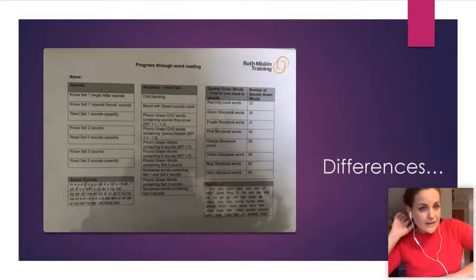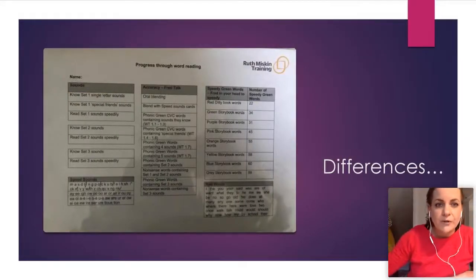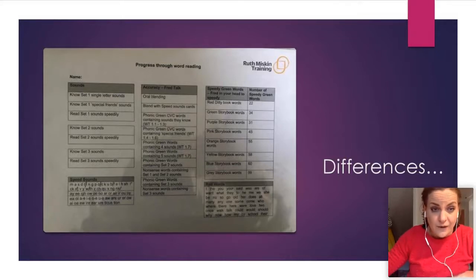Then we've got Read Write Inc. Again, that progress through word reading chart. We've got them grouped down the side here, but whereas Letters and Sounds is grouped into phases, there are 6 phases in the full program. Phase 1 is distinguishing sounds, being able to hear them. That's done differently with Read Write Inc, in that they're grouped into sets. So we have set 1 sounds, set 2 sounds, and set 3 sounds.